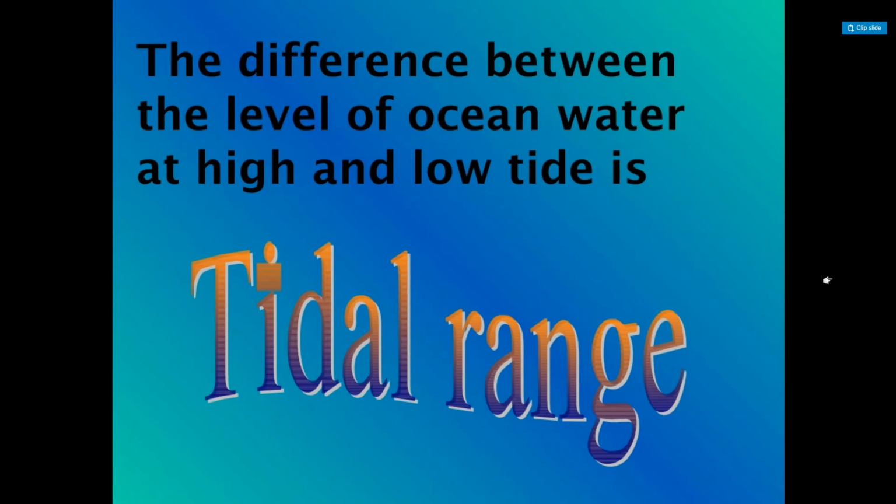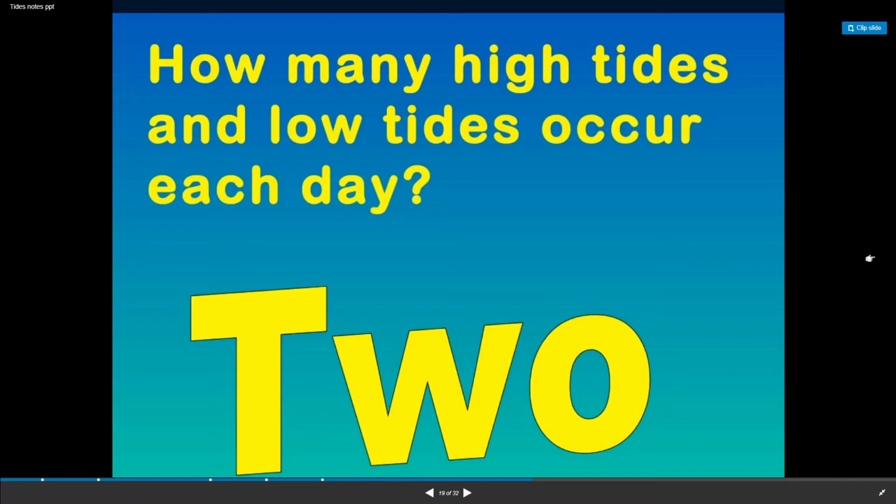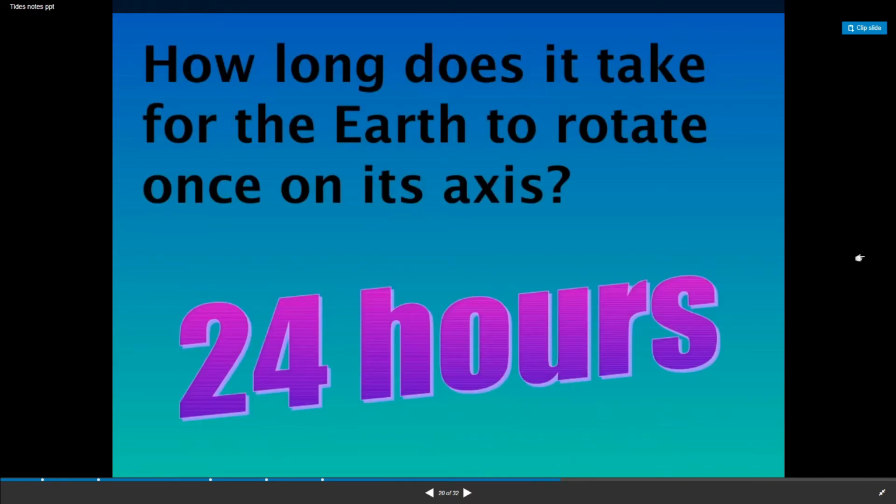The difference between the level of the ocean from its high tide to its low tide is called a tidal range. So how high is the water at high tide? How low is the water at low tide? How many high tides and low tides occur each day? Well, there's two. You have two high tides and two low tides every day.